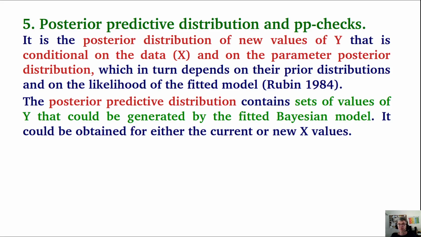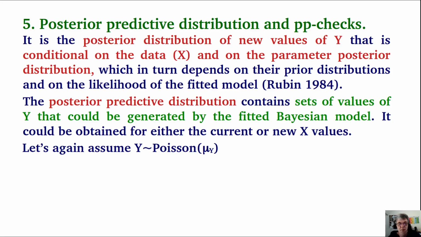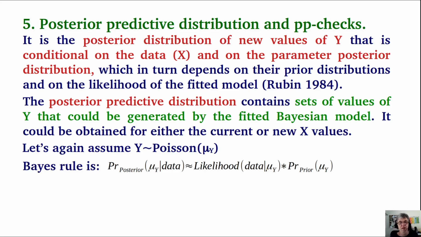It could have been obtained from either the current data or new values of the explanatory variables. So let's assume, for the sake of an example, that we have a response variable that has a Poisson distribution with a single parameter mu, the mean of the response variable. So the fundamental Bayesian equation for parameter estimation is that the posterior probability of the parameter given the data is proportional to the likelihood of the data given the parameter times the prior of the parameter.